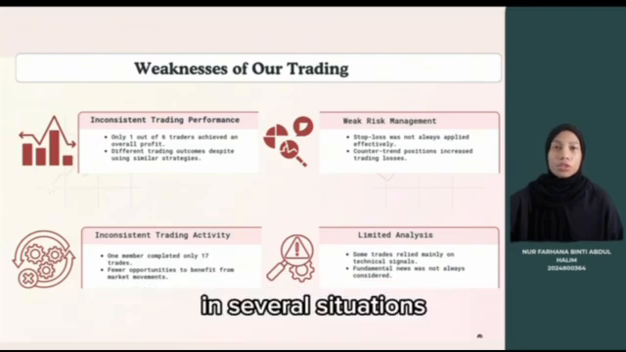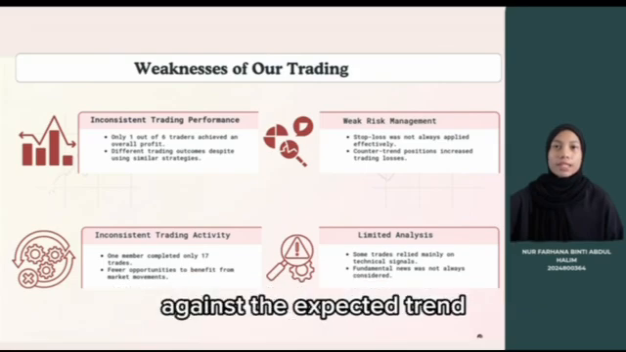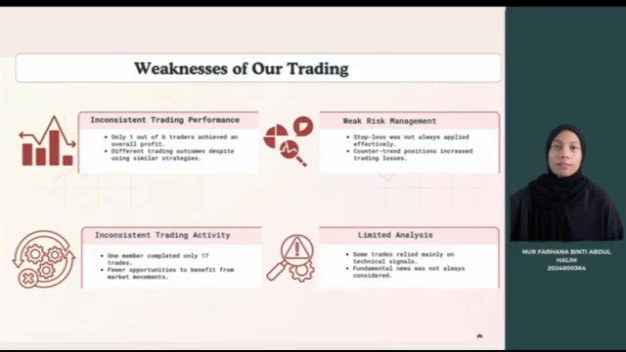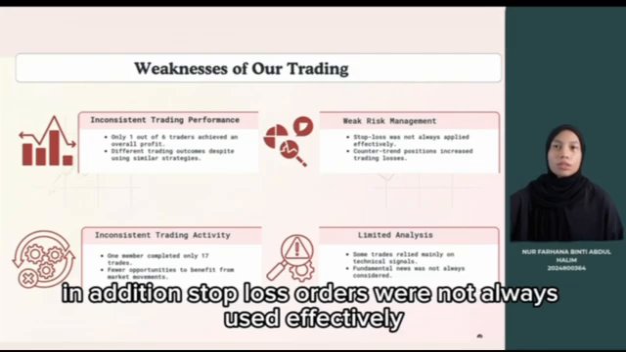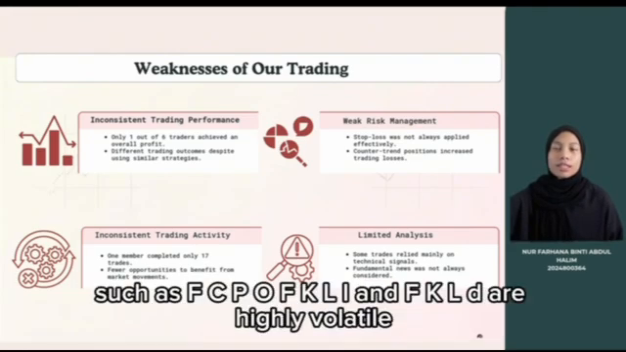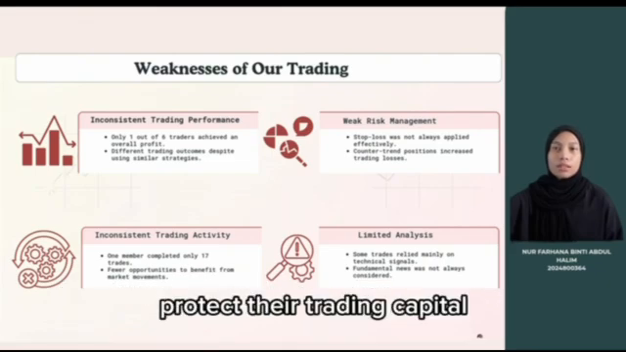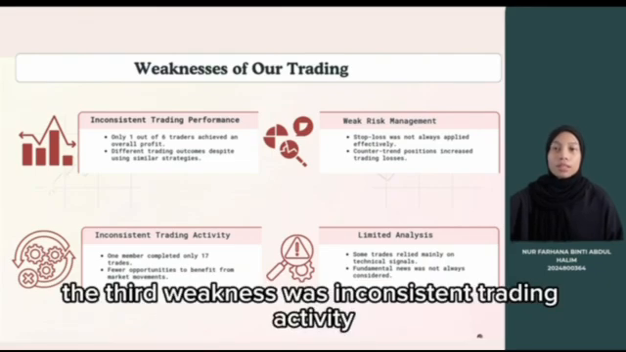In several situations, some positions were kept open even when the market moved against the expected trend. In addition, stop-loss orders were not always used effectively, causing losses to become larger than necessary. Since derivative products such as FCPO, FKLI, and FGLD are highly volatile, traders must be disciplined in managing risk to protect their trading capital. The third weakness was inconsistent trading activity.